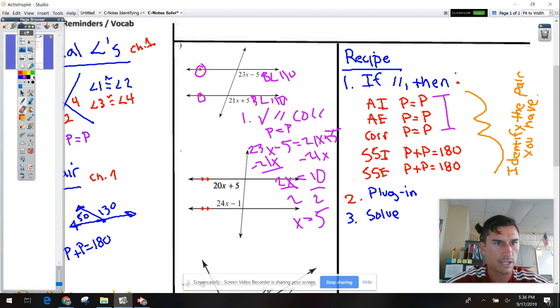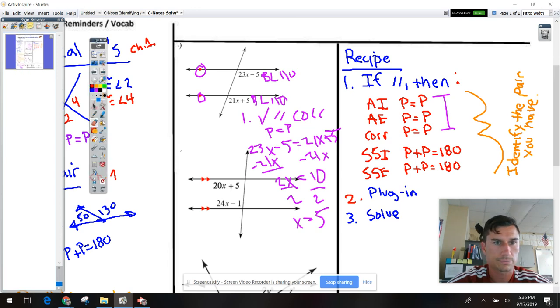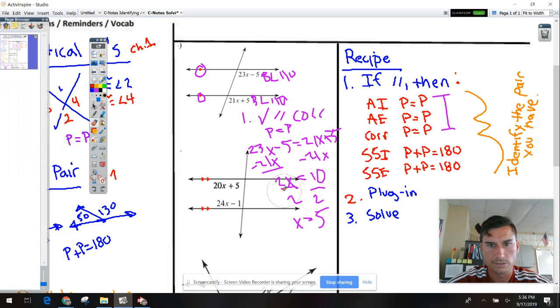I'm going to have to clear some room. Oh, I love and hate technology. So I got this spinning here. There we go. So I'm going to erase this out of the way so we can do it.